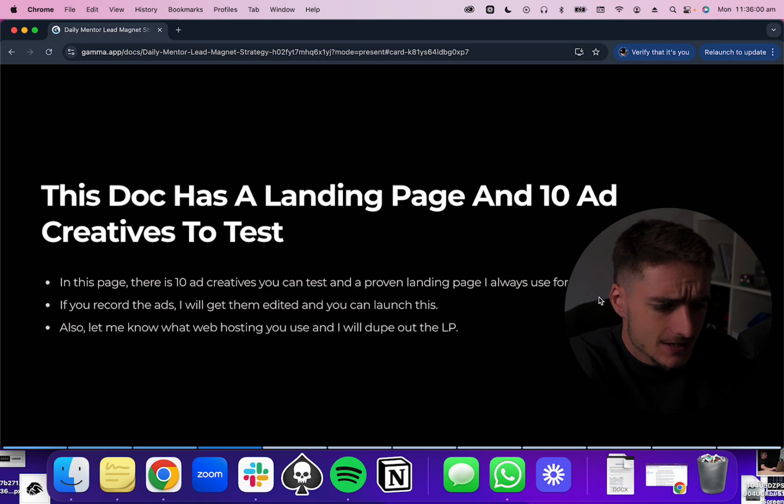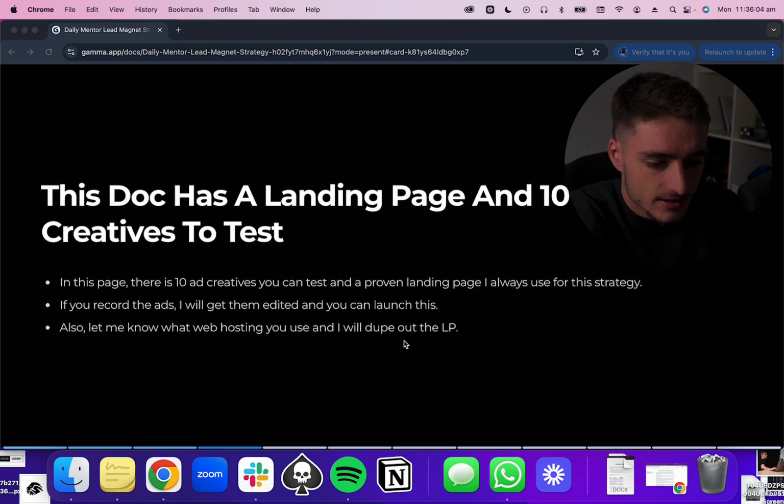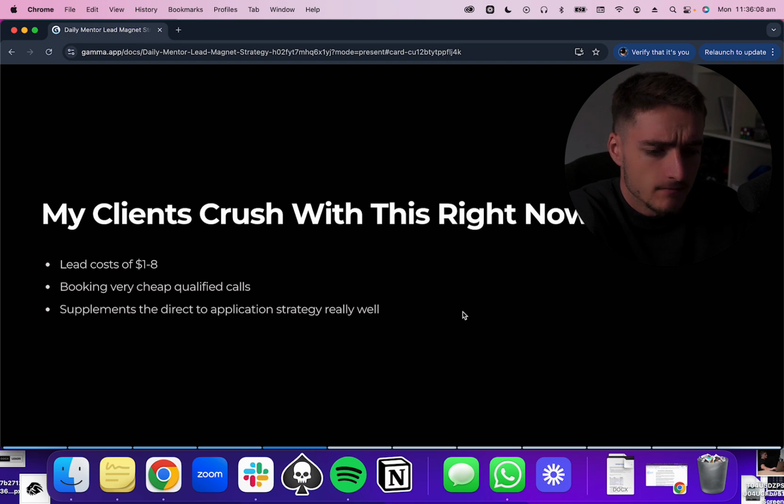Now, this is going to include a landing page and 10 ad creatives to test. Basically, if you record the ads and get them edited, you can launch this. As mentioned previously, my clients absolutely crush with this strategy for lead magnets. Lead costs of $1 to $8, booking very cheap qualified calls, and driving a pretty consistent and stable ROAS.